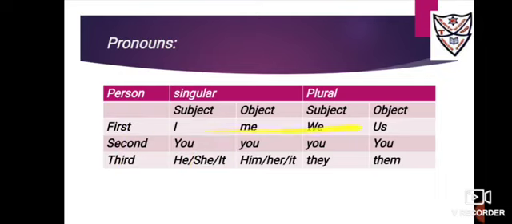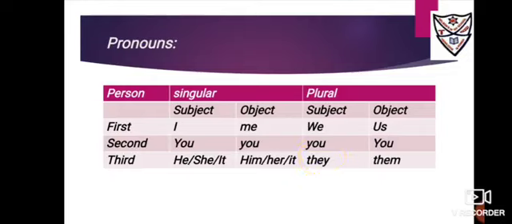So first person pronouns are I and we, but I is a singular pronoun and we is plural. Second person, you is used as singular and you is also used as plural. Third person singular pronouns are he, she, it, and third person plural pronoun is only they.